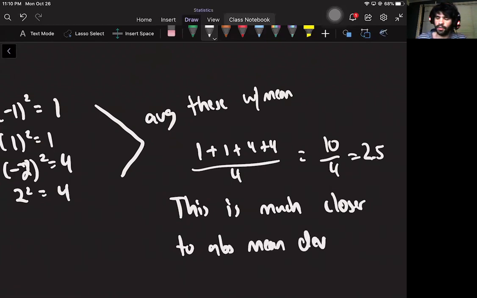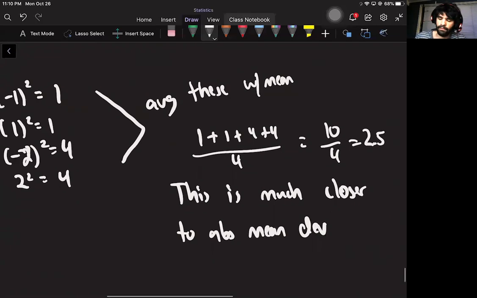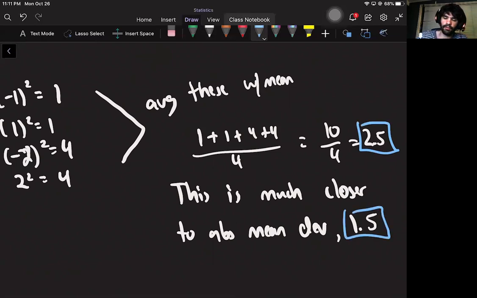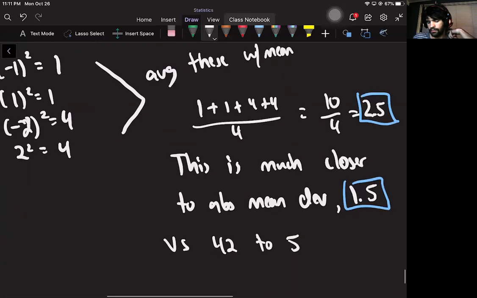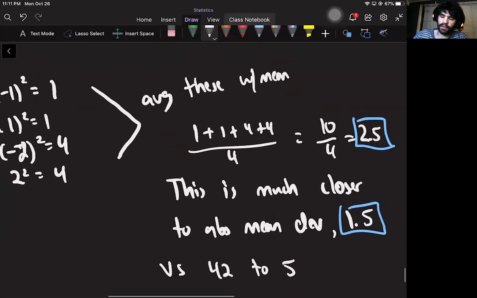That's because it's less spread out, so the variance doesn't grow giant. So just to remind you, it was 1.5. So 2.5 and 1.5 are much closer together versus 42 to 5, which was for the other example. Okay, so again, the thing we just calculated is called the variance. Okay, great, so that's the variance.